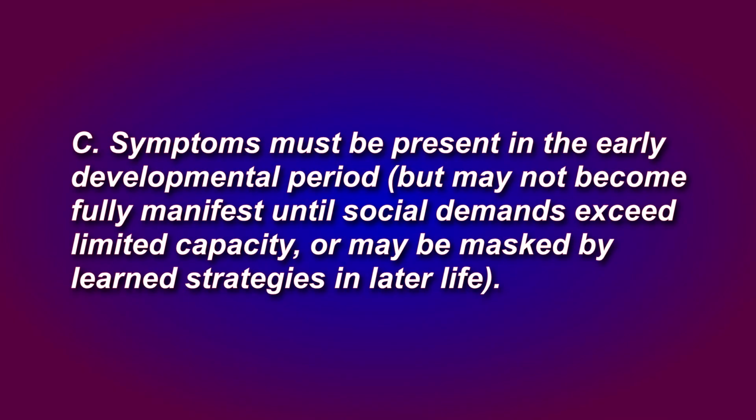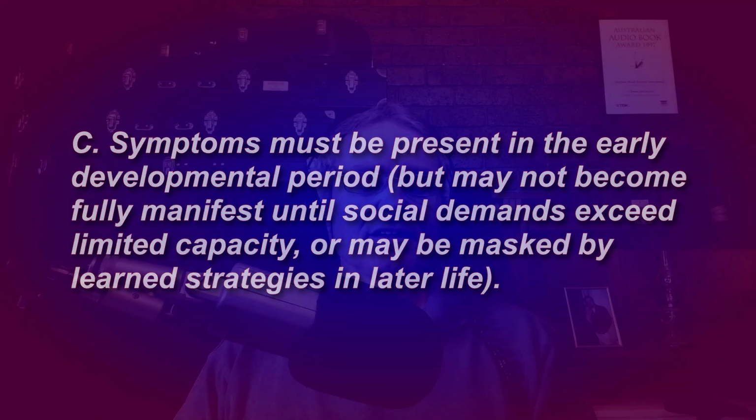Maybe you are under-responsive to pain, or seek foods with spices or strong flavours. Maybe you find the pressure of things like strong hugs or weighted blankets soothing, or maybe you seek movements like spinning around. Criteria C. Symptoms must be present in the early developmental period, but may not become fully manifest until social demands exceed limited capacity, or may be masked by learned strategies later in life.